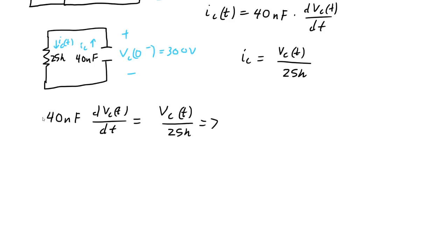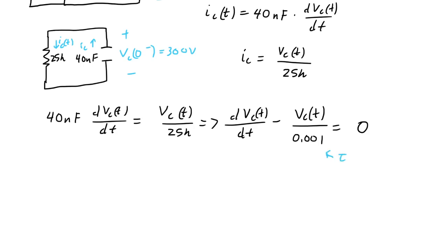So we're going to divide both sides by 40 nanofarad, and I'm going to subtract this to the other side. So we just have it in our standard form. So dVCT dt minus VCT over tau equals K. Now this equals 0. I'll just write that in, and I'll write that these are tau and K. So here's 0.001. Okay. So remember that this is tau, it's the RC time constant, and this is K.